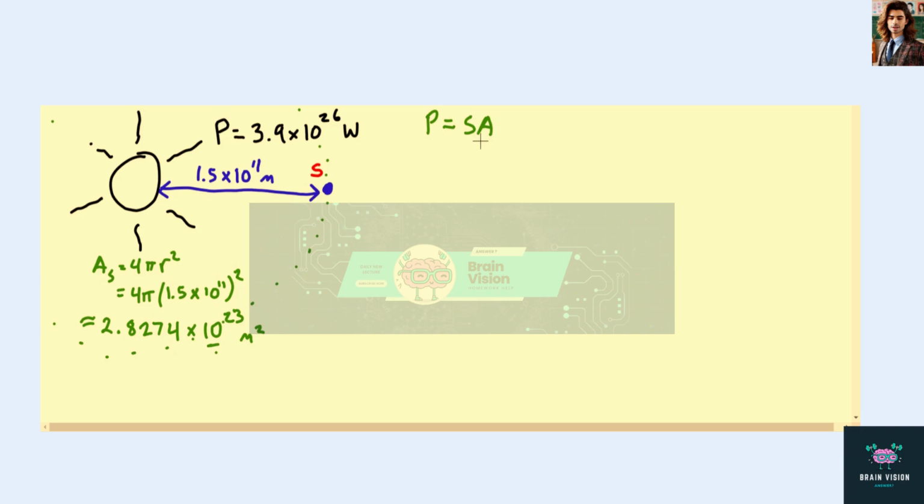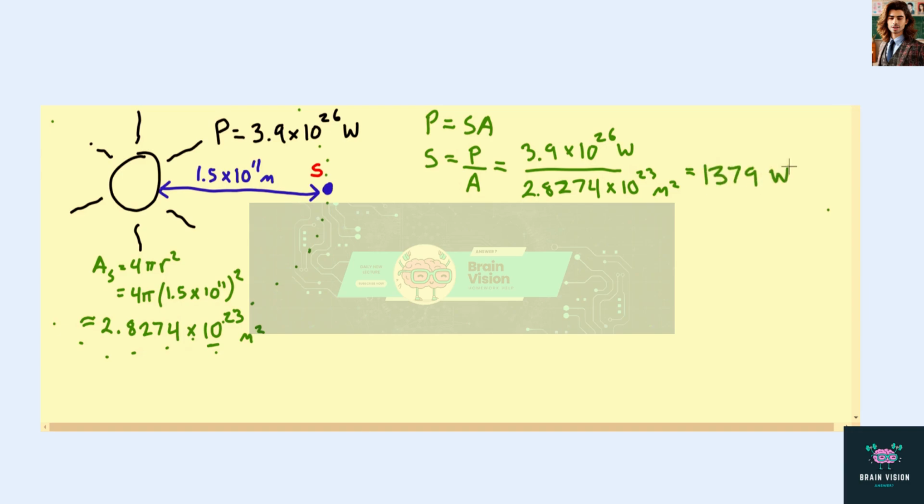If we go back to our equation here, what we're trying to solve for is the intensity. So I'll rewrite the equation for intensity as power divided by area. And we can plug in those values that we have now. 3.9 times 10 to the 26 watts, the power, divided by the area, 2.8274 times 10 to the 23rd meters squared. About 1,379 watts. So that's the intensity of light that's reaching the surface of the Earth.